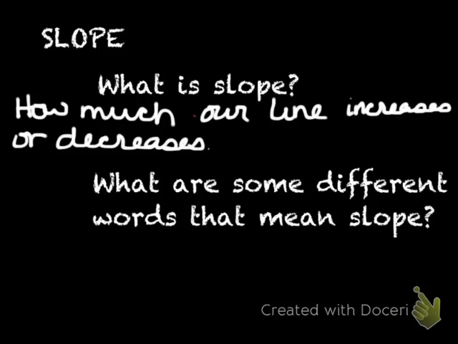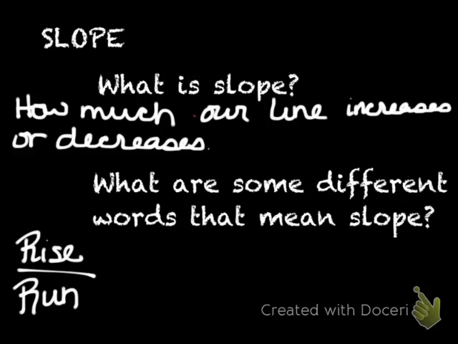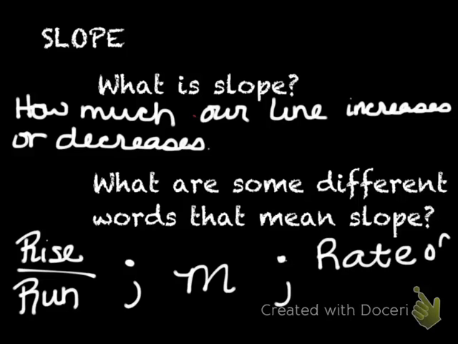The first one I want to look at is rise over run. Rise over run is commonly used when we're graphing. The second one I want to look at is the letter M. M is common when we're looking at equations, especially the formula y equals mx plus b. The last one I want to look at is rate of change. Rate of change is pretty important because in questions, instead of saying find the slope, they're going to say find the rate of change. Still just means find the slope. Those are the words and letter that we are going to focus on.